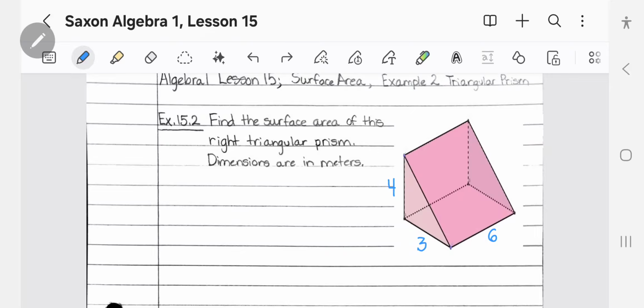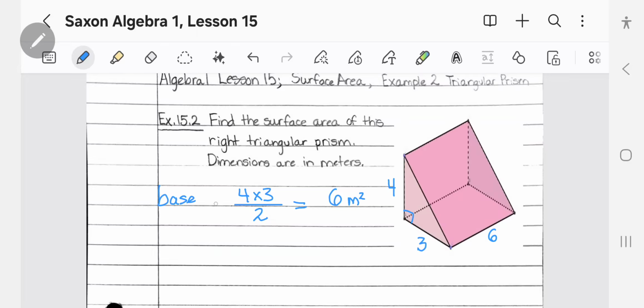So let's do the bases first. This base, this triangle, you're going to find the area of that, and we'll call it just base. I think in the book it just said area of the one end. So we've got a base here that is 4 by 3, but we know that that is a triangle, and to find the area of a triangle, we have to cut it in half, or else we would be getting the area of a rectangle. So 4 times 3 is 12, divided by 2 is 6. And the units are meters, so this is going to be meters squared.